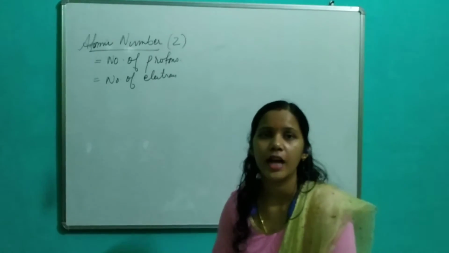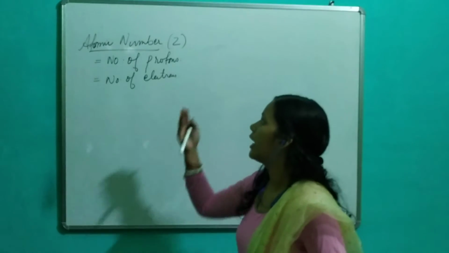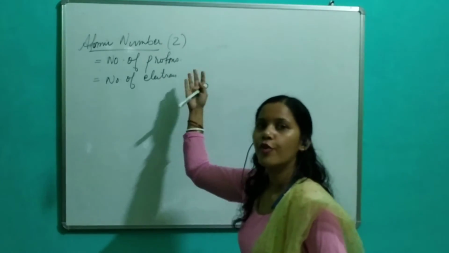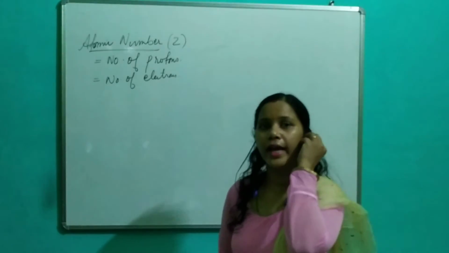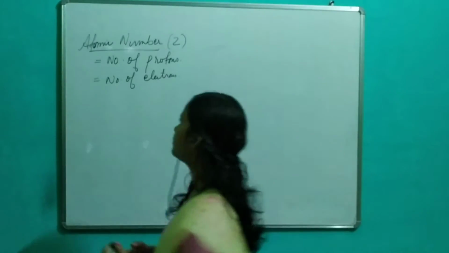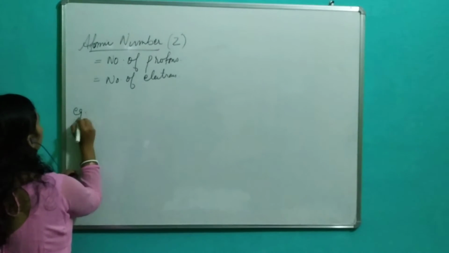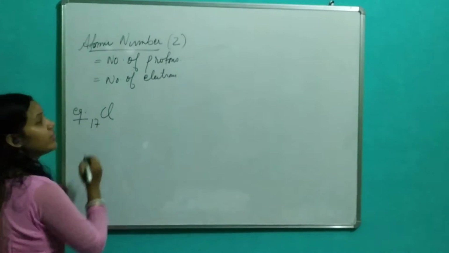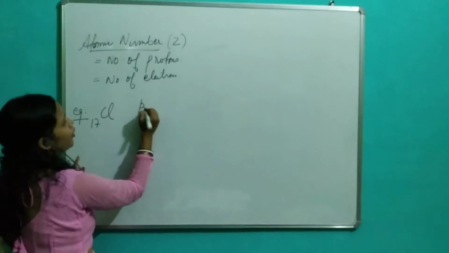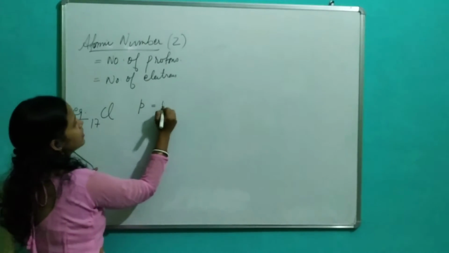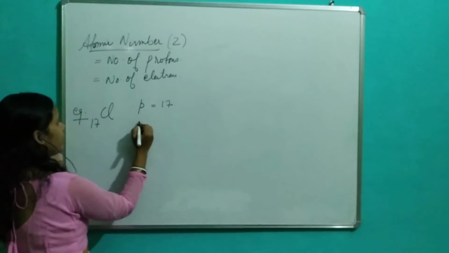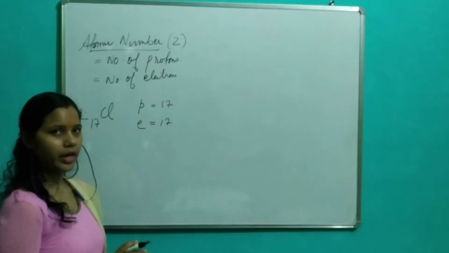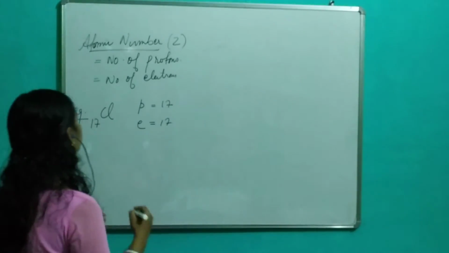So the atomic number of an element is equal to the number of protons, and the number of protons is equal to the number of electrons. For example, chlorine's atomic number is 17. That means the number of protons present in chlorine is 17, and the number of electrons present in chlorine is also 17.